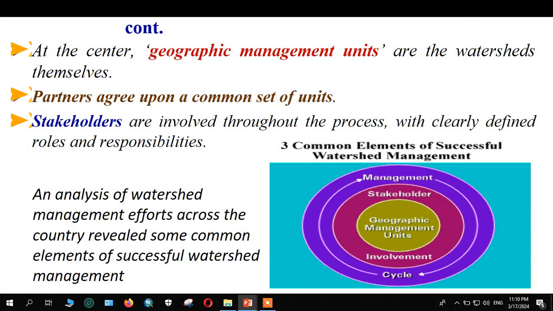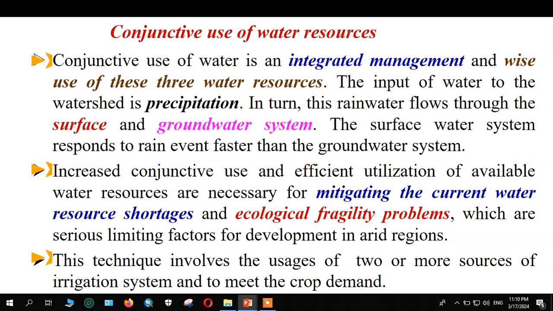Successful management. First, this is the management cycle. Here are stakeholders, geographic management units, and the involvement of partners. This is watershed management. Three common elements of successful watershed management, or simply the management cycle. This involves a geographic management unit, where partners agree upon a community set of units, and stakeholder involvement.